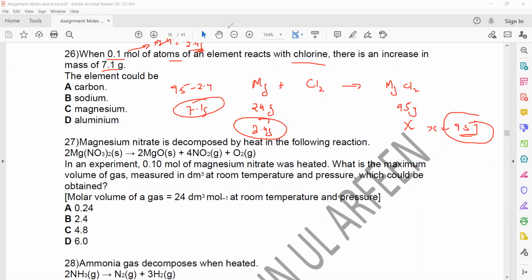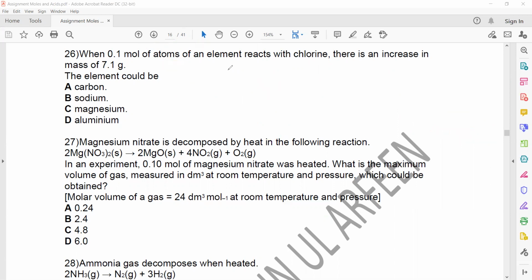So you can also work it out by writing a full equation. When carbon reacts with chlorine, it will form carbon tetrachloride, CCl4. So basically 2 moles of chlorine are added, and 1 mole of chlorine has a mass of 71, but 2 moles of chlorine will have a mass of 142. So it cannot be A.